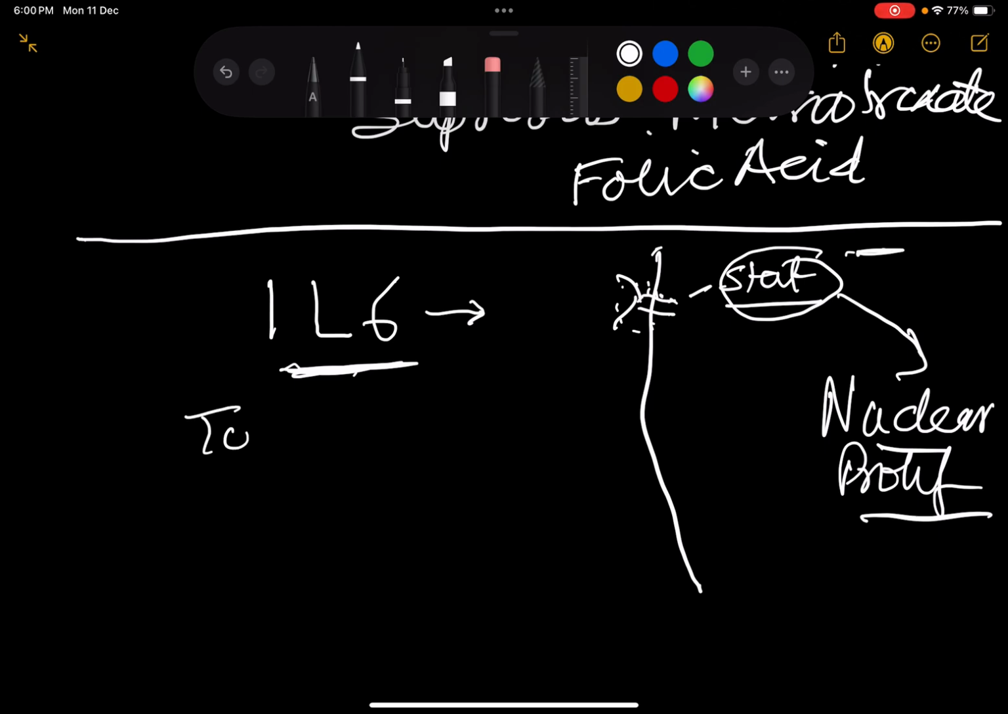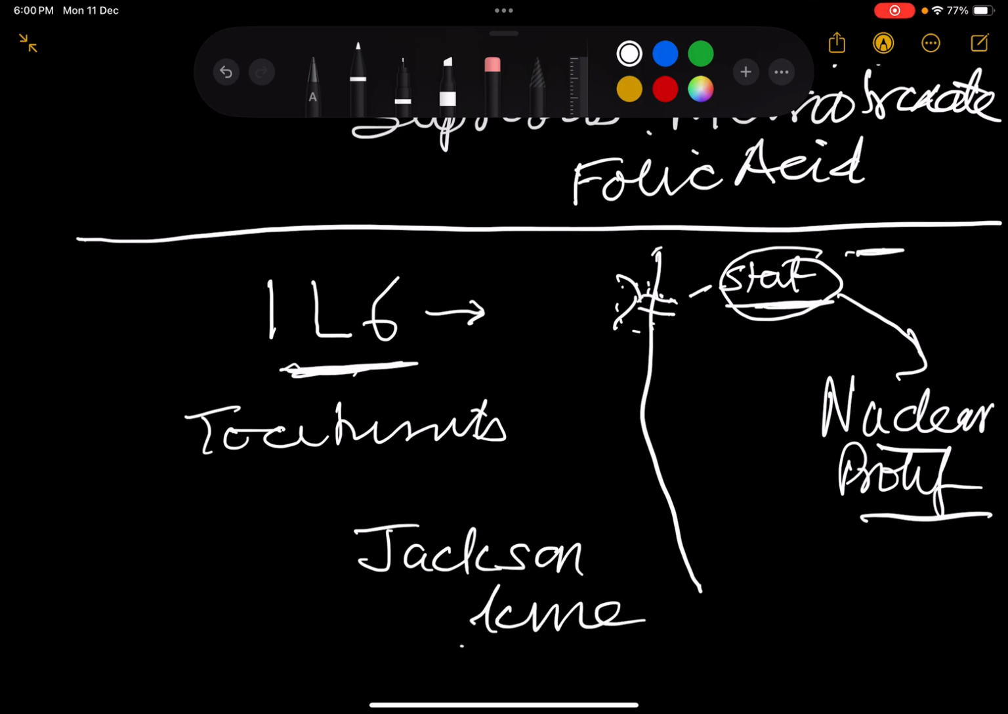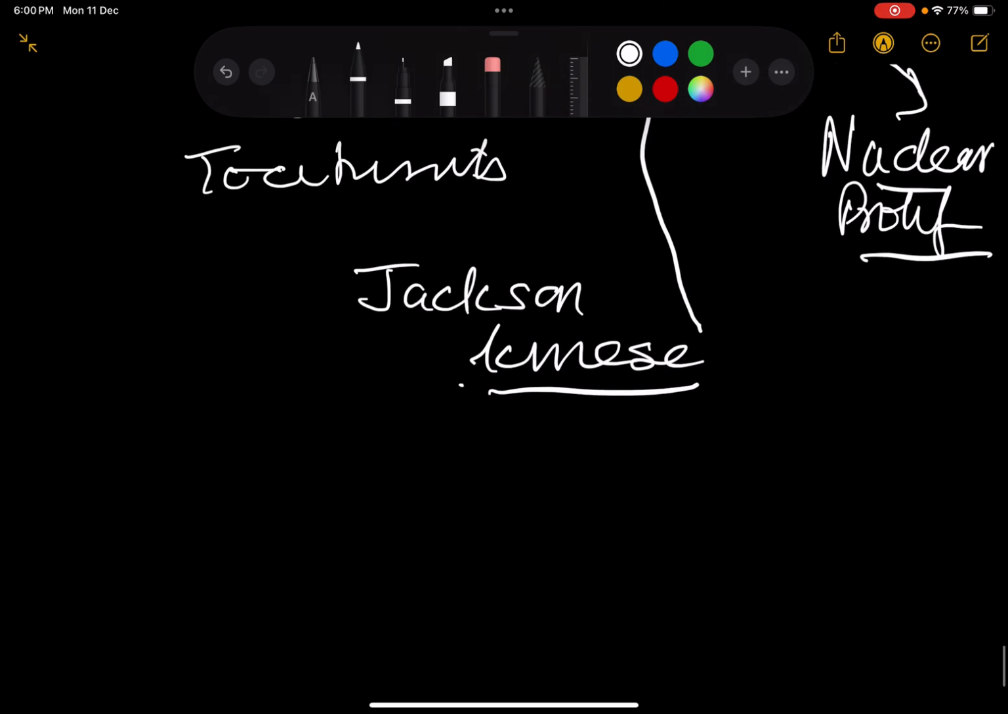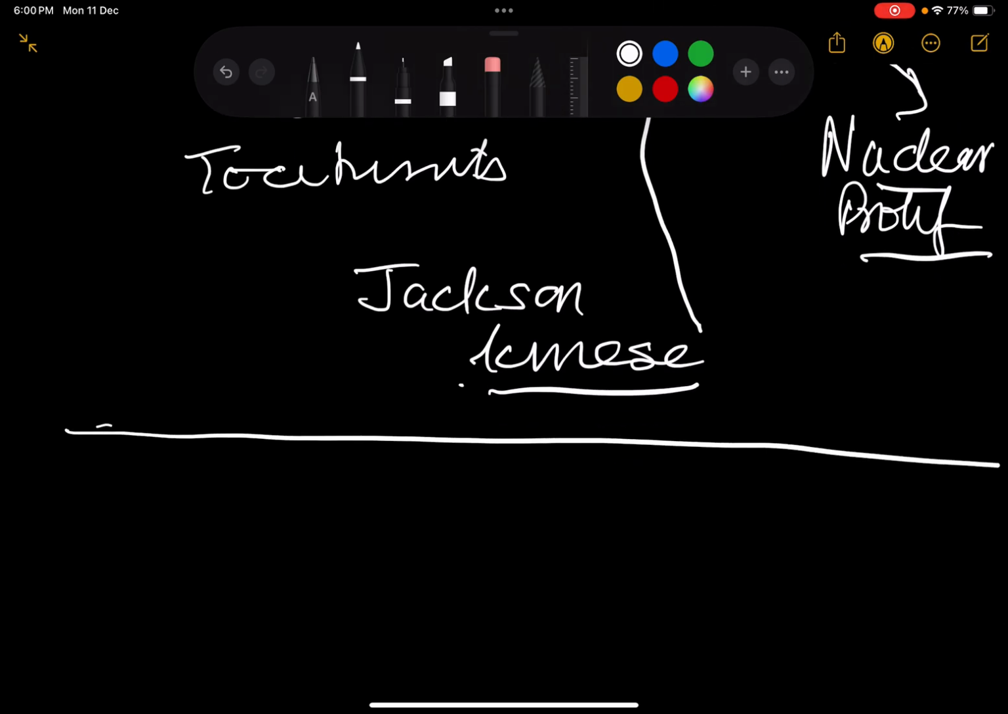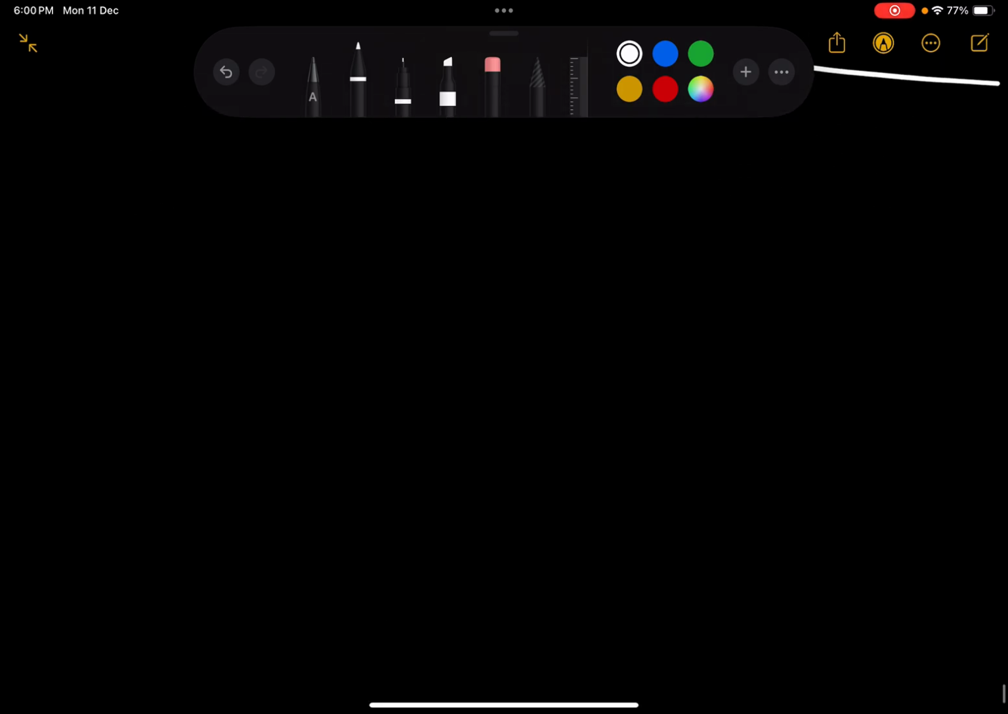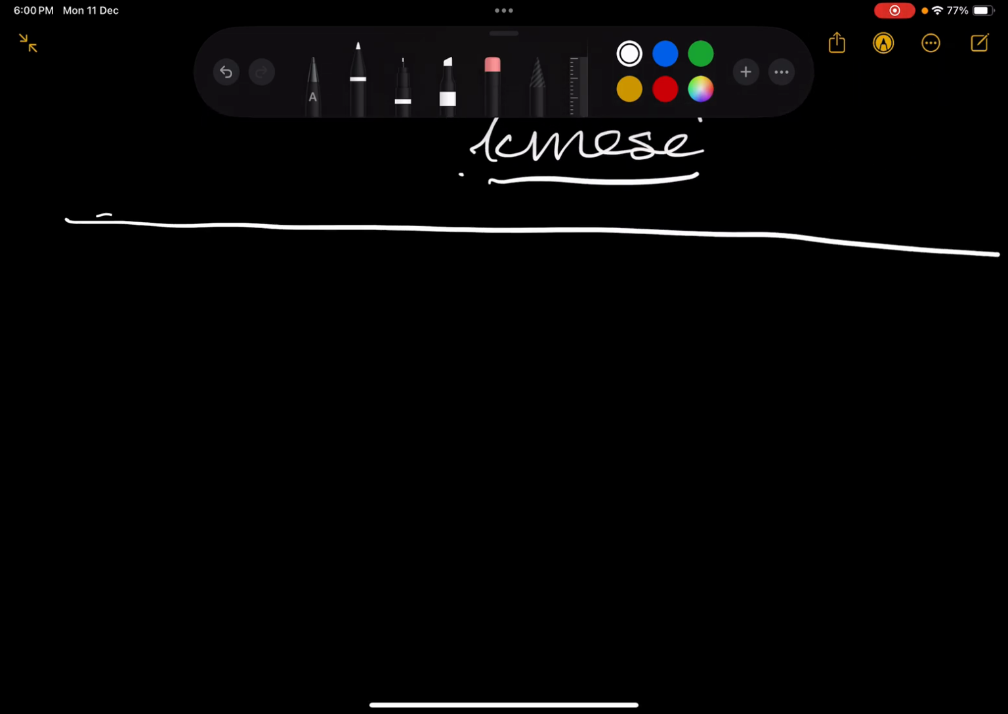This is tofacitinib, or STAT inhibitors, and the enzyme here before it is called Janus kinase enzyme. So you can give Janus kinase inhibitors or STAT inhibitors or antibodies against these receptors or interleukin 6. So this is the modern component of trying to control rheumatoid arthritis or immune articular disease.